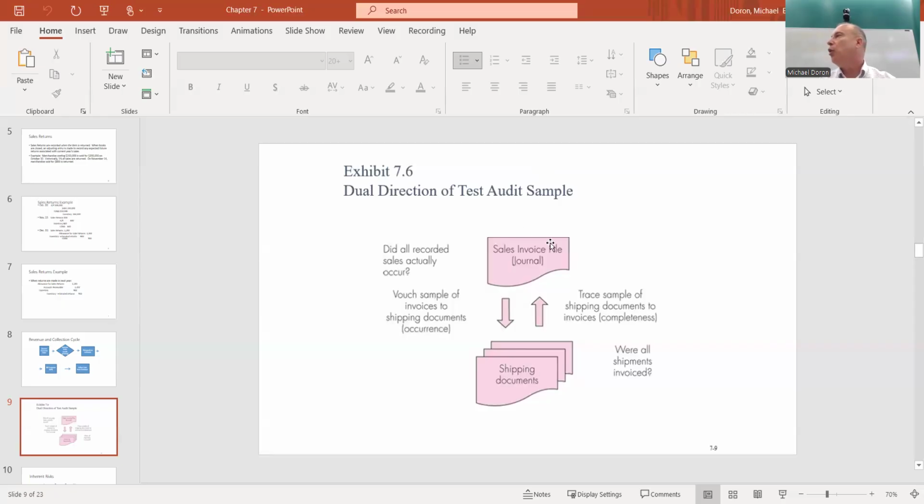It's less important to test completeness. You're not really concerned that they would understate their sales. The company has no obvious motive to do that. It's possible you still want to do some testing of completeness, but it's not as important. As far as prioritizing risk-based auditing, the most important thing with the sales account is to test existence or occurrence of sales by doing vouching.